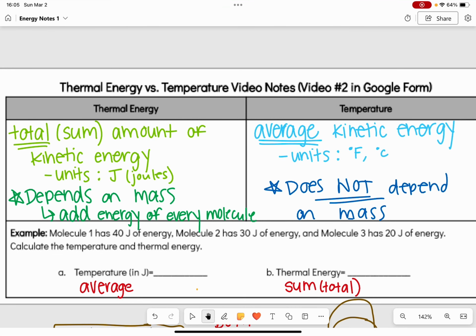In this video, we're going to discuss the difference between thermal energy and temperature. A lot of people use those words like they mean the same thing, and they don't. They actually have very different meanings.